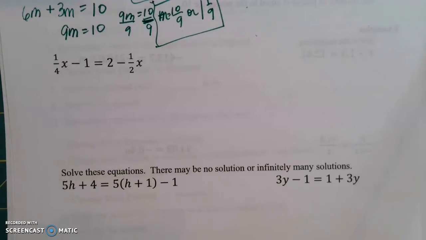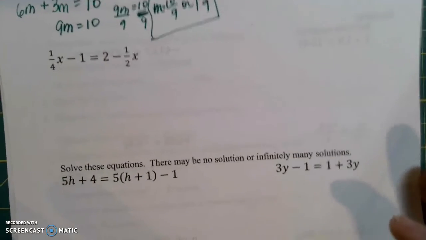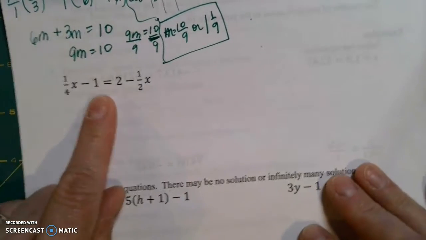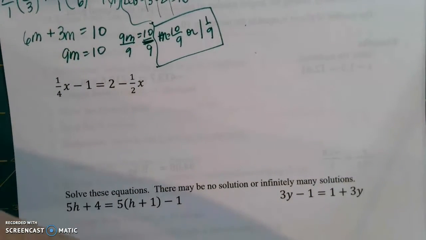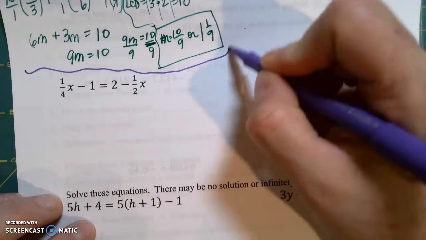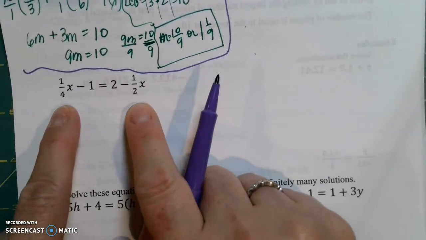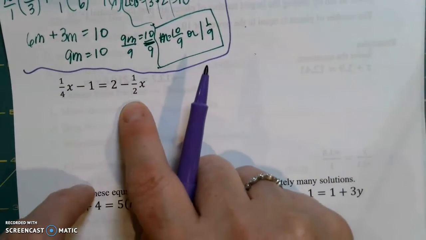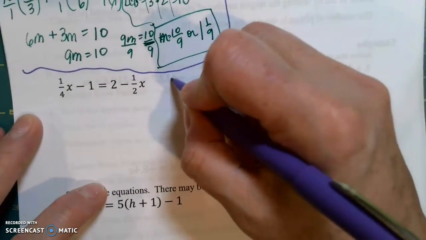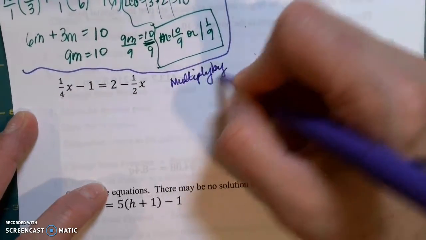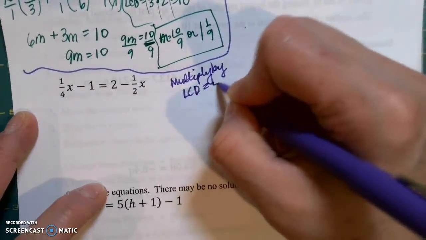All right, everybody, we're continuing on page 7, and we will look at this one right here. It starts with 1/4 x minus 1 equals 2 minus 1/2 x. So a common denominator here would be 4, because 4 would be a multiple of both itself and of 2. So try to multiply by the LCD of 4.